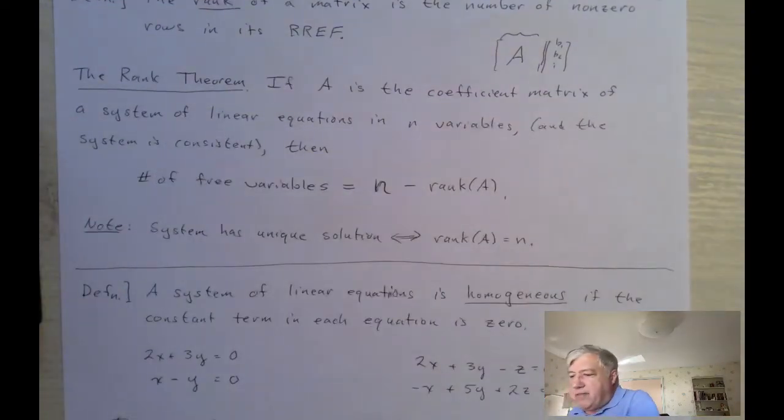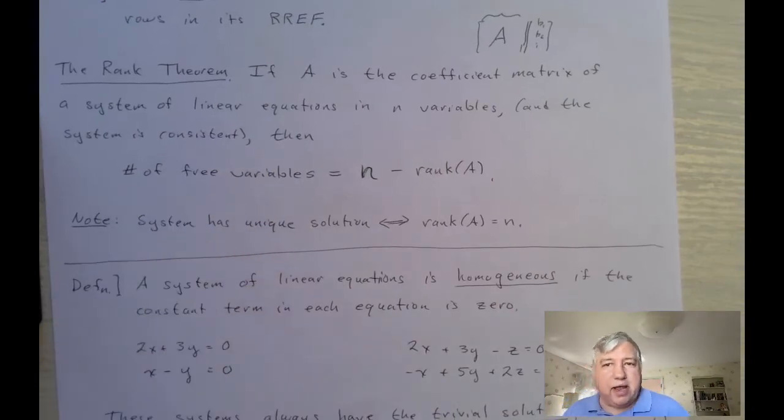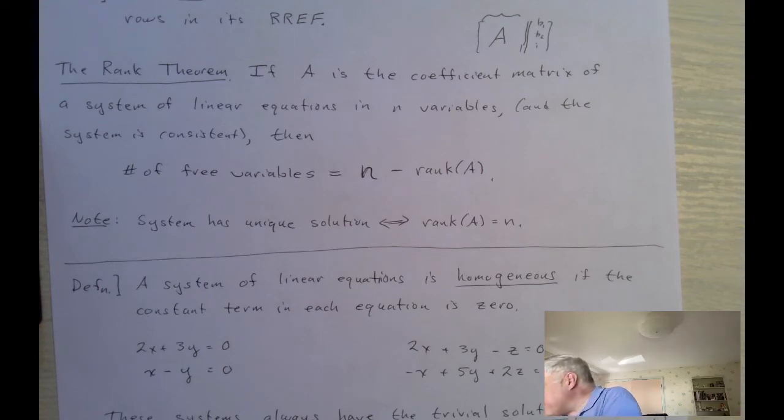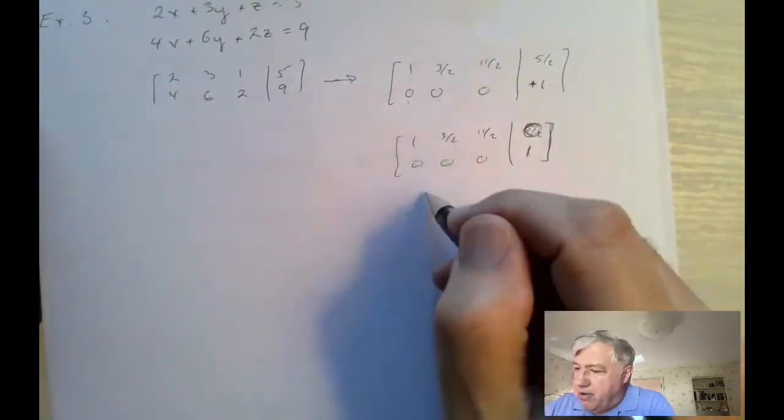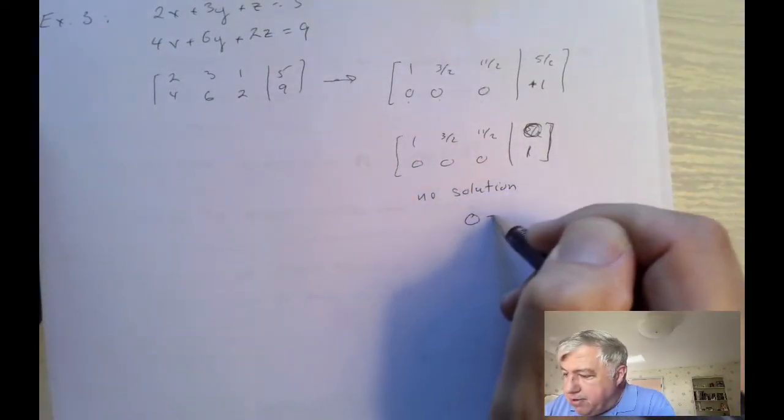By the way, I should say that this holds if the system is consistent, if the system has a solution. In our last example, that system was inconsistent because there was no solution. In fact, going back here, there's no solution here, right? Because 0 is not equal to 1.